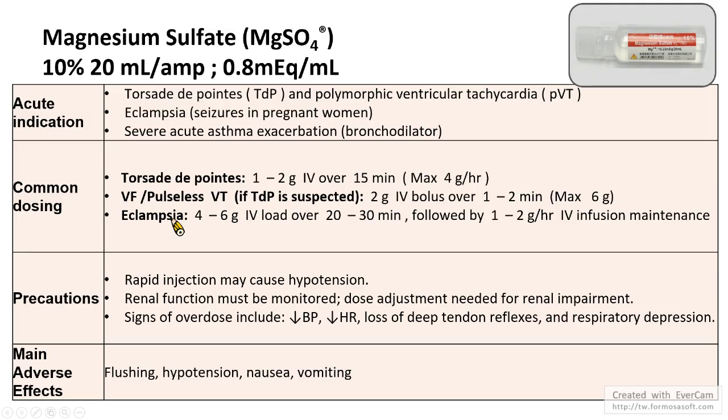And some precautions: the rapid injection of magnesium may cause hypotension, and we need to monitor the renal function as well, to adjust the dose if necessary. And the signs of overdose of magnesium include drops in the blood pressure and the heart rate, and also loss of deep tendon reflexes and or respiratory depression.